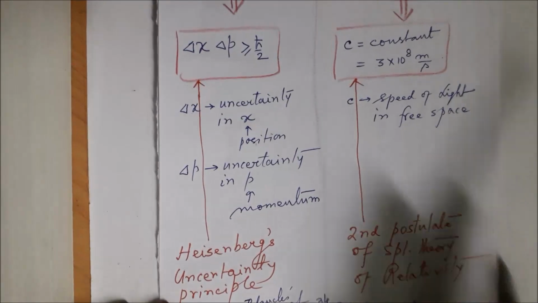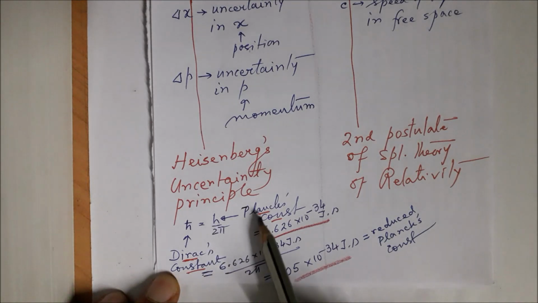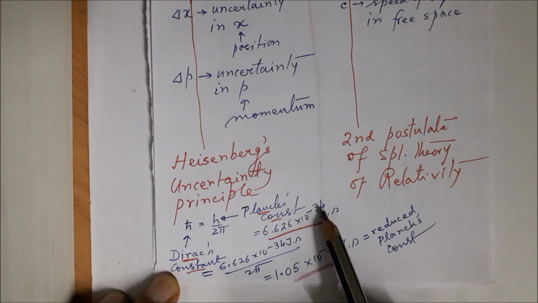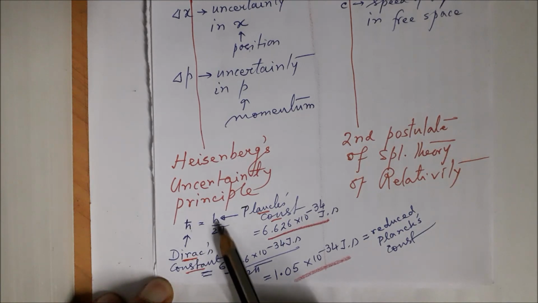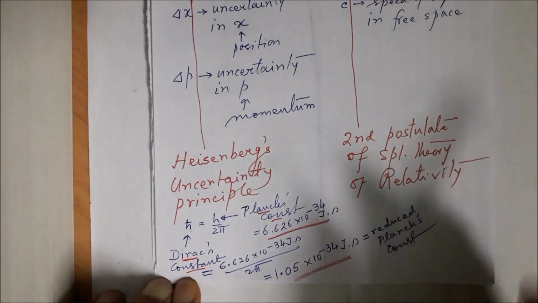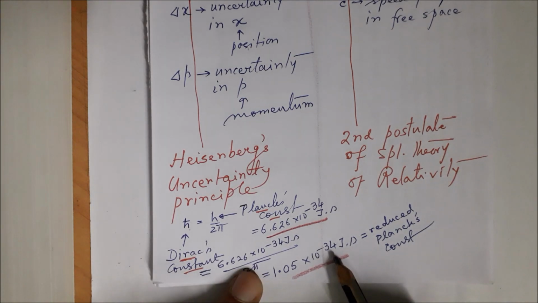Here h cross is h by 2 pi, where h is Planck's constant of this value, 6.626 into 10 raised to the power minus 34, the unit being joule second. And h cross, that is h by 2 pi, is also referred to as Dirac's constant or reduced Planck's constant. If h is divided by 2 pi, we end up with, if we approximate, 1.06 into 10 raised to the power minus 34 joule second.